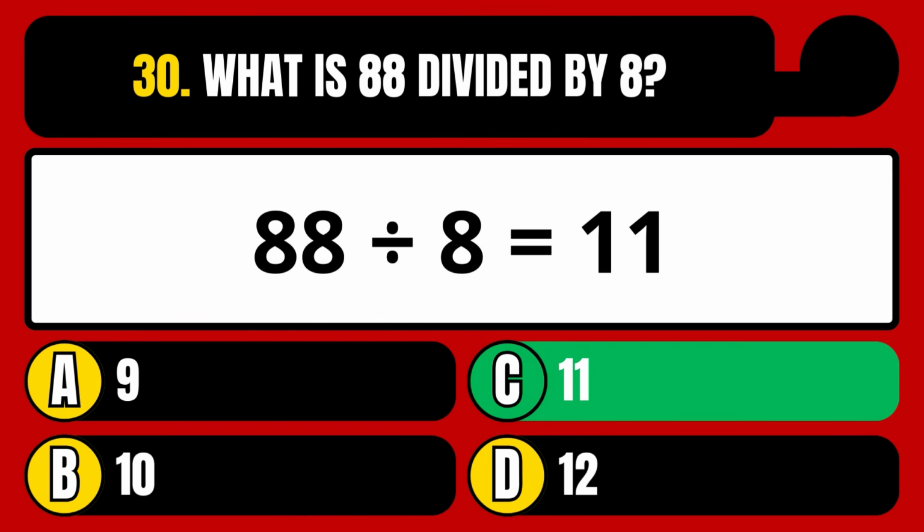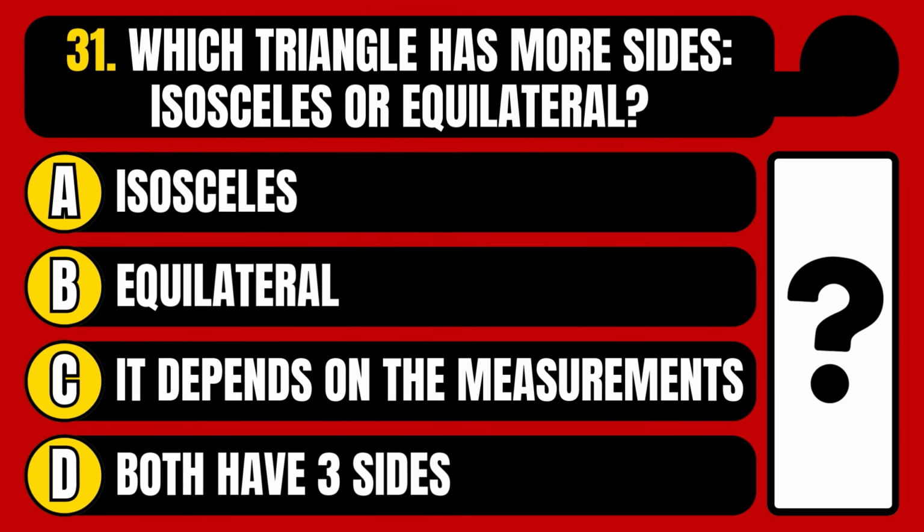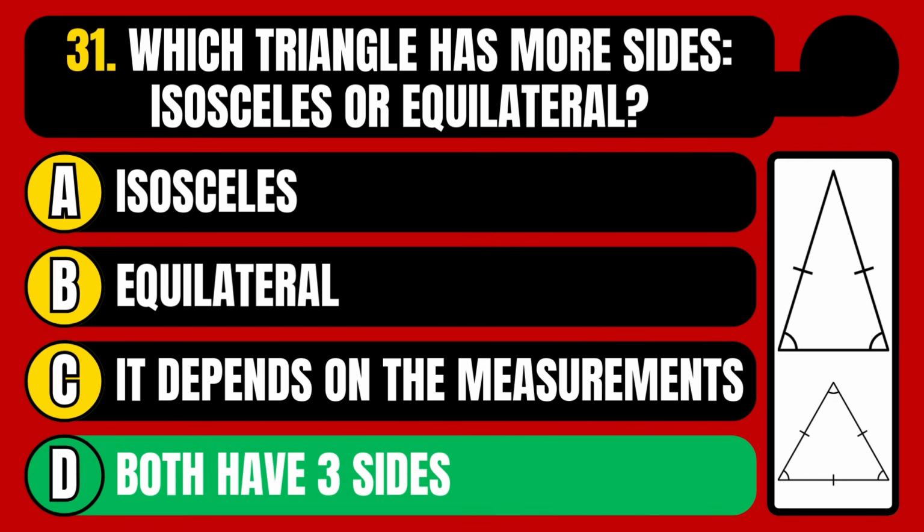The correct answer is option C, 11. Which triangle has more sides, isosceles or equilateral? Isosceles, equilateral, it depends on the measurements, or both have three sides. The correct answer is option D, both have three sides.